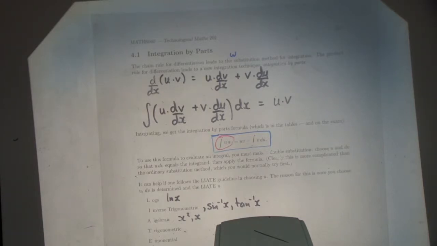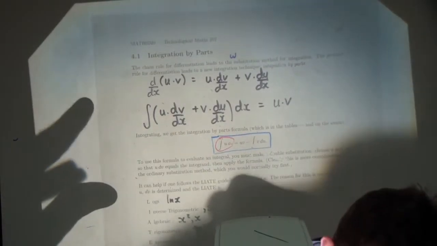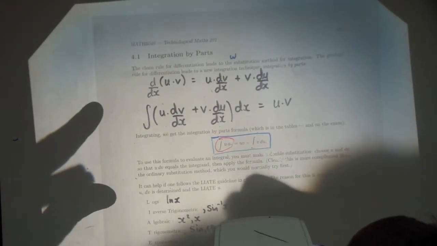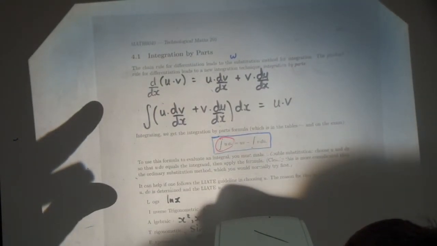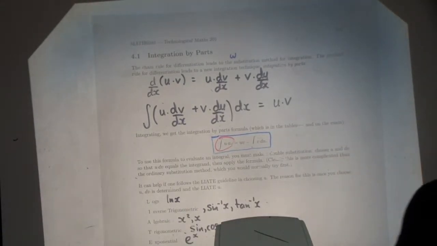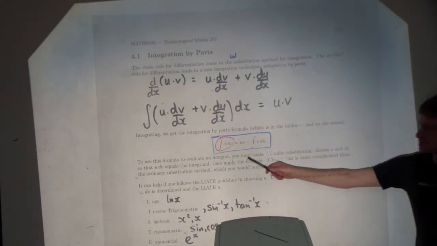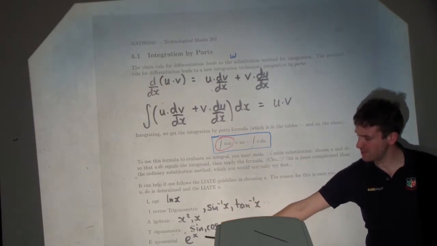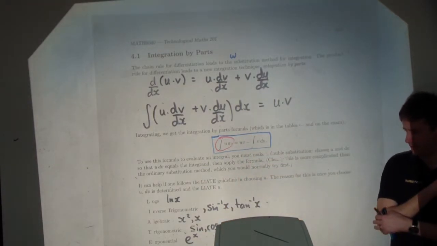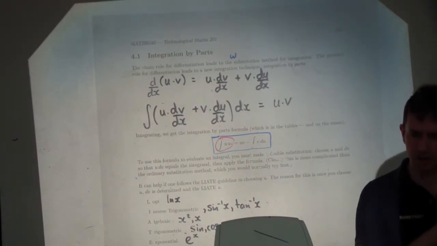And if you use this for the W substitution, if there's a tie between the two algebraics, you pick the higher power to be the W. Then trig, trig is sine and cos. And then this is e to the x. So you pick u to be the first thing on this list that you see, and everything else is the dv. Okay.